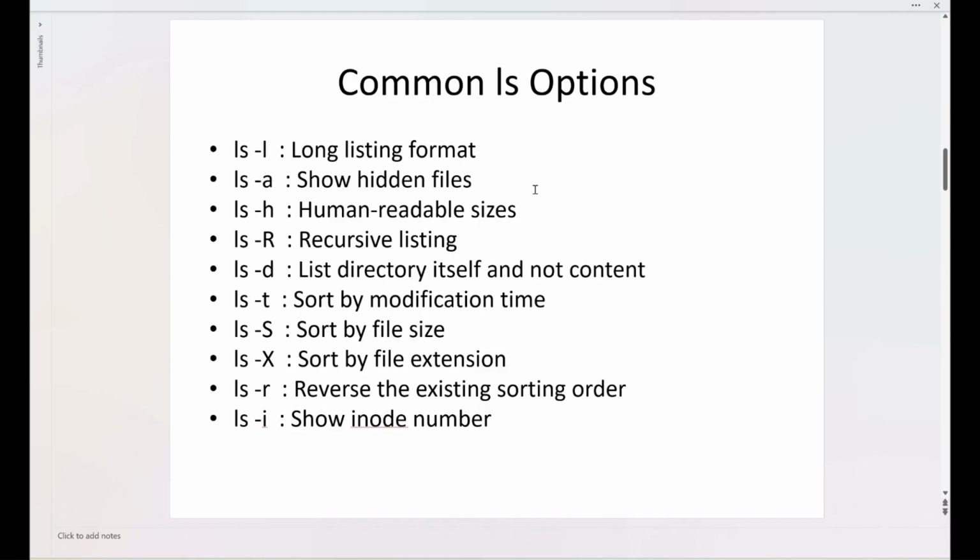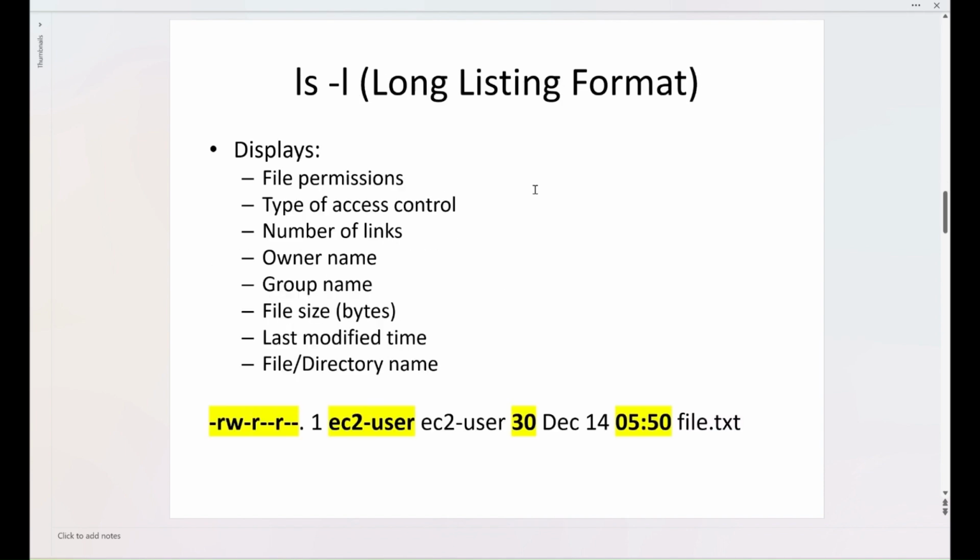These are the common options used along with ls. We will see all details in the next slide. The first option is ls -l, which is used to display information in long listing format. The information contains file permission, file type, type of access control, number of links, owner name, group name, file size, last modified time, and file or directory name.